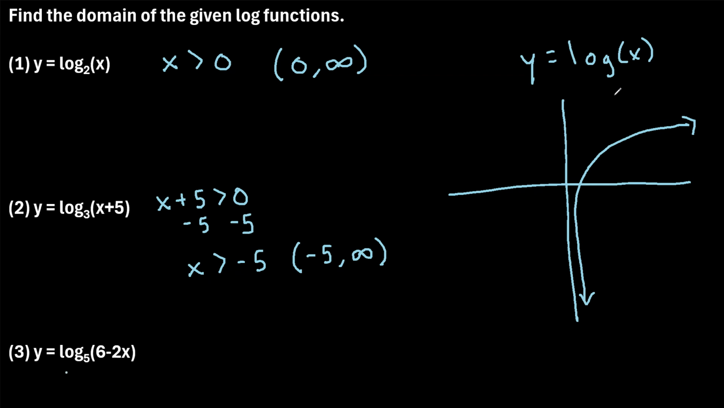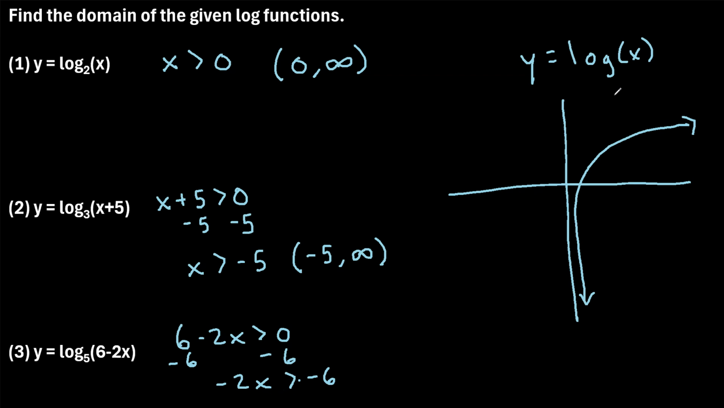All right, let's check out this last example. We have y equals log base 5 of 6 minus 2x. So once again, whatever is inside these parentheses needs to be greater than 0 for our domain. So what we can say is 6 minus 2x must be greater than 0. Now to solve for x, we can subtract the 6 from each side. So we get negative 2x must be greater than negative 6. And to solve for x, we can divide both sides by negative 2.